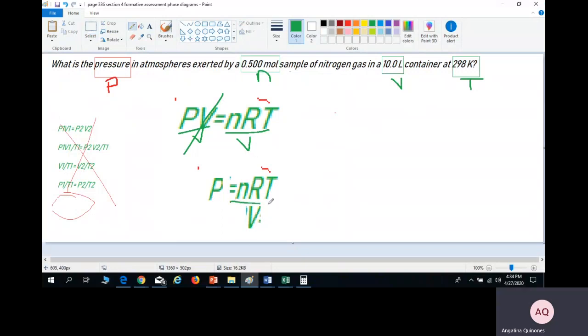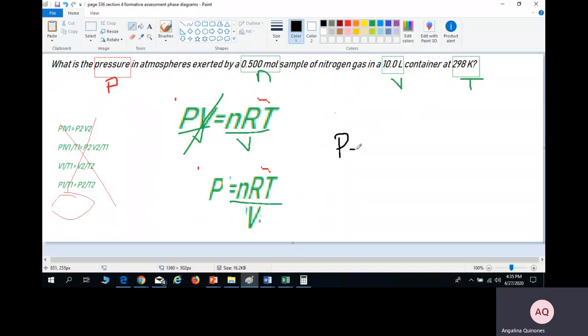All right, very good. Now that I've isolated for the correct variable, you might have to isolate for different variables in the future. So maybe you have to solve for temperature. You would have to divide n and R to the other side. So it would be P over nR equals T. So whatever you're solving for, please make sure that you isolate for the correct variable. Once you do that, we're ready to just plug in our numbers. So I'm going to go ahead and do that. We're solving for pressure.